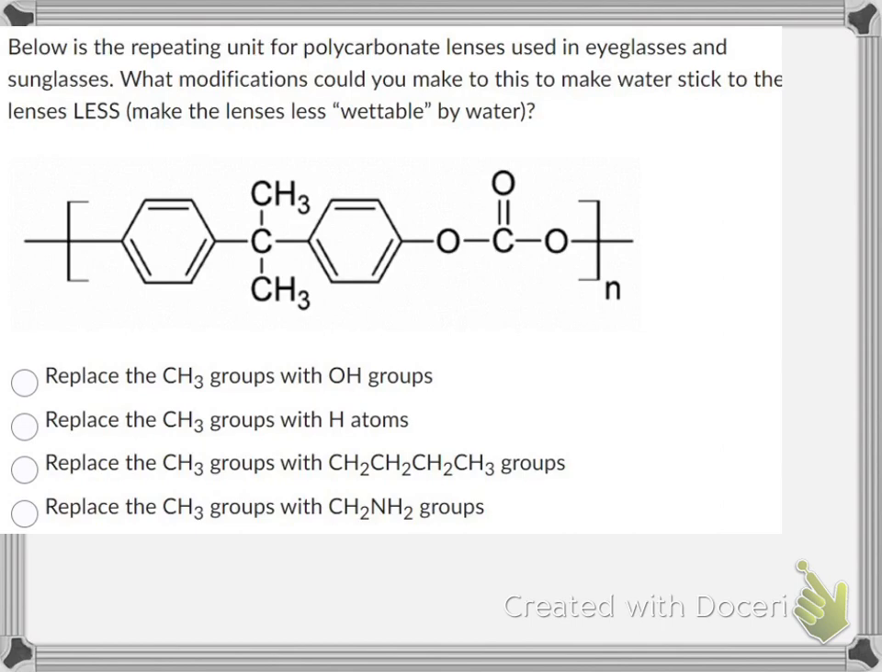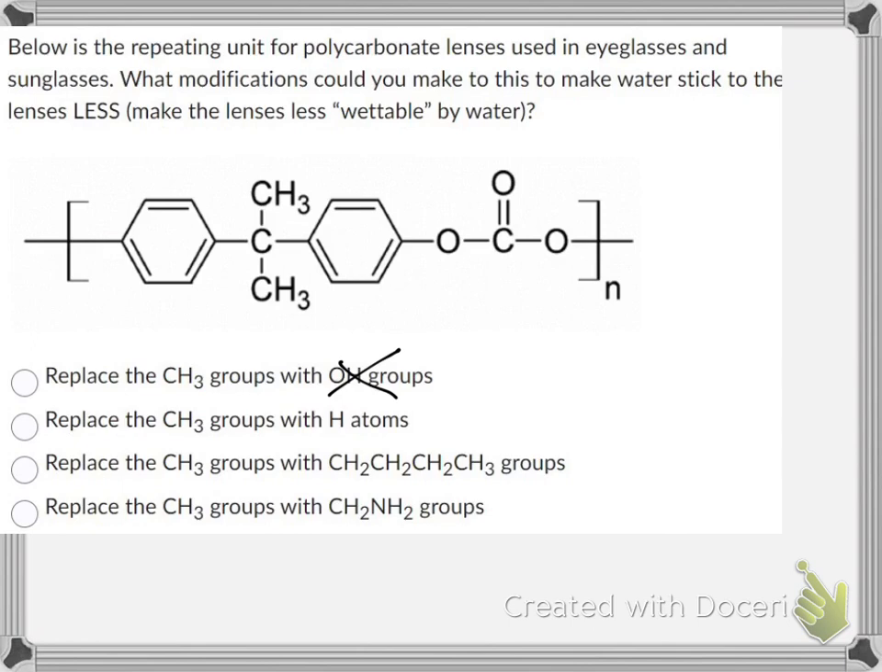Okay, and here we have our final polymer question, which is: what modification would make water stick less to this material? Would replacing the CH3 groups with OH groups do it? Well, that wouldn't do it because that would interact too much, right? It would introduce more hydrogen bonding and dipole-dipole interactions.